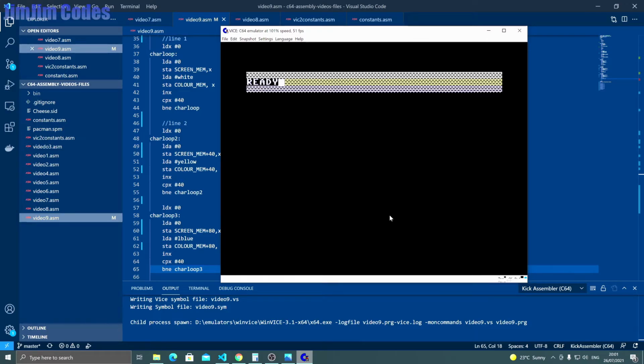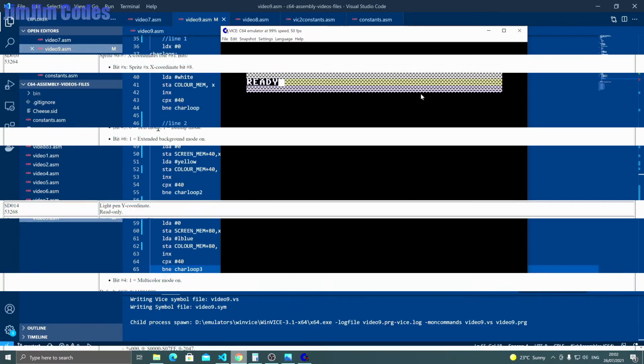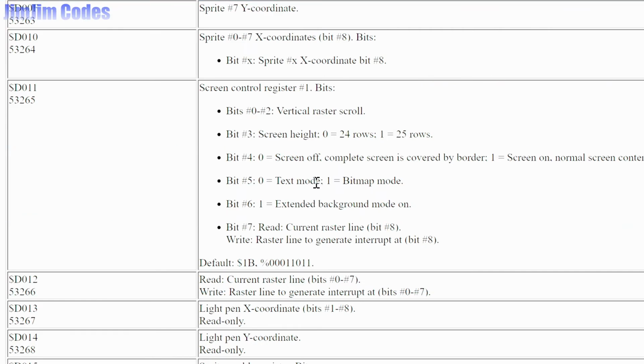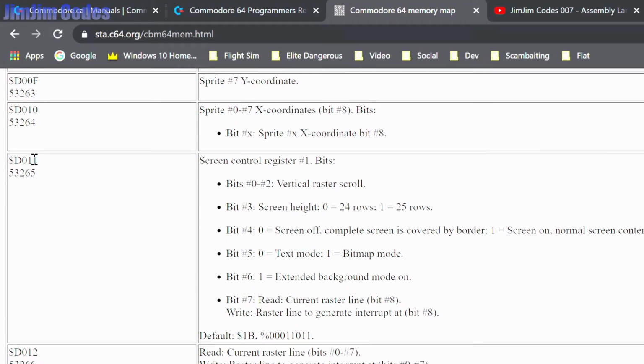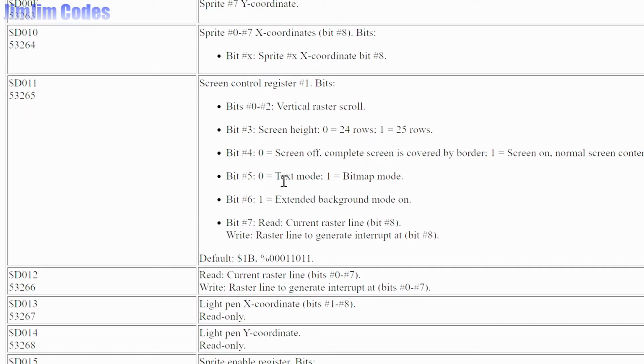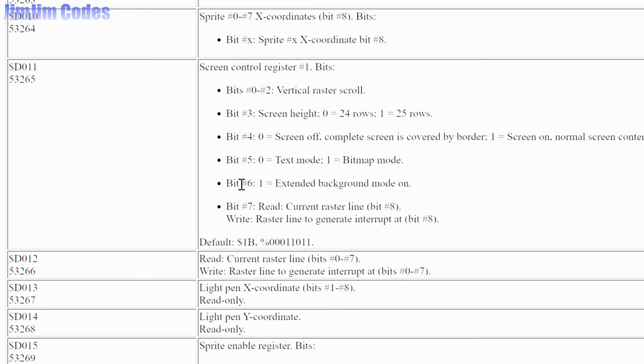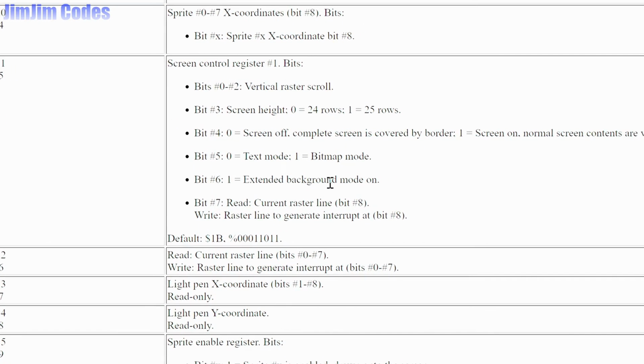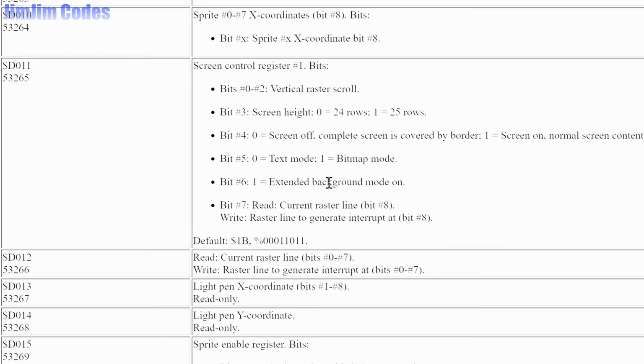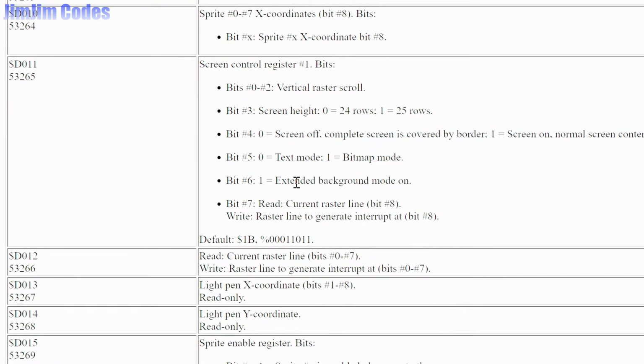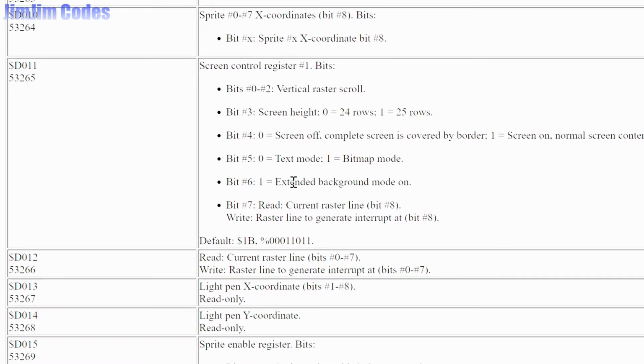Right, so enhanced mode. What we'd like to do is change the background colour for these two. So how do we do that? Well, it's very easy. If we just look at the Commodore 64 memory map, I can show you. So here we are on the memory map, and if you look, D011 here, we have a byte here, which is bit 6, extended background mode on, which is what we want to change. Okay, so we want to set that bit there.